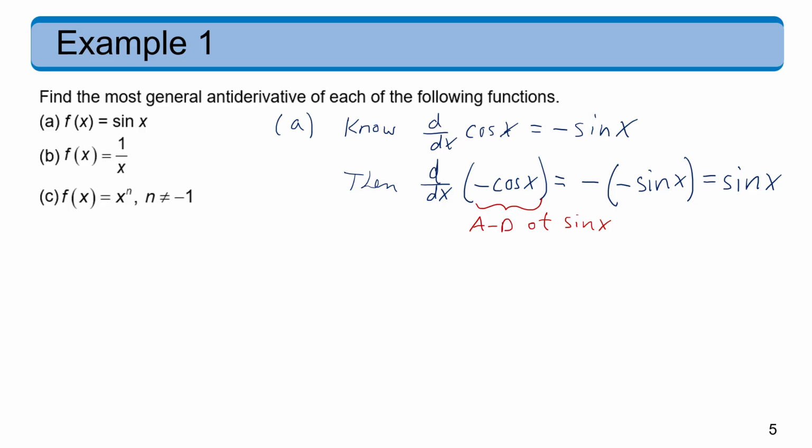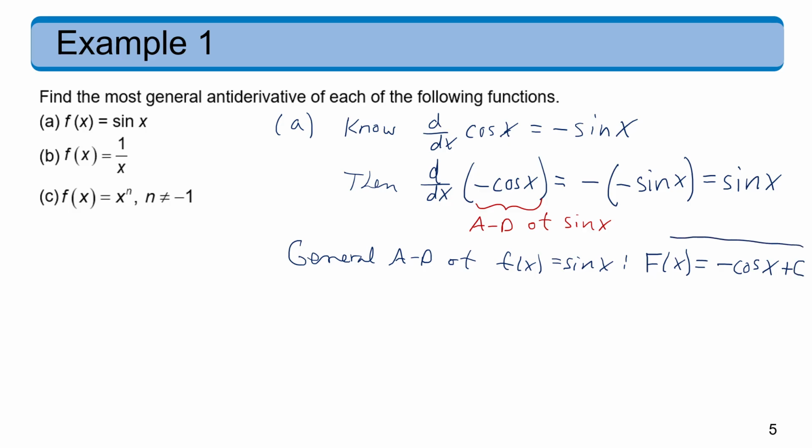Okay. Now we want to write the most general, the general antiderivative of f of x equals sine x. And we've been calling it capital F of x for the antiderivative. So we found negative cosine x is one antiderivative. And then to get the rest of them, we just put plus c on the end. This formula represents all antiderivatives of sine x.